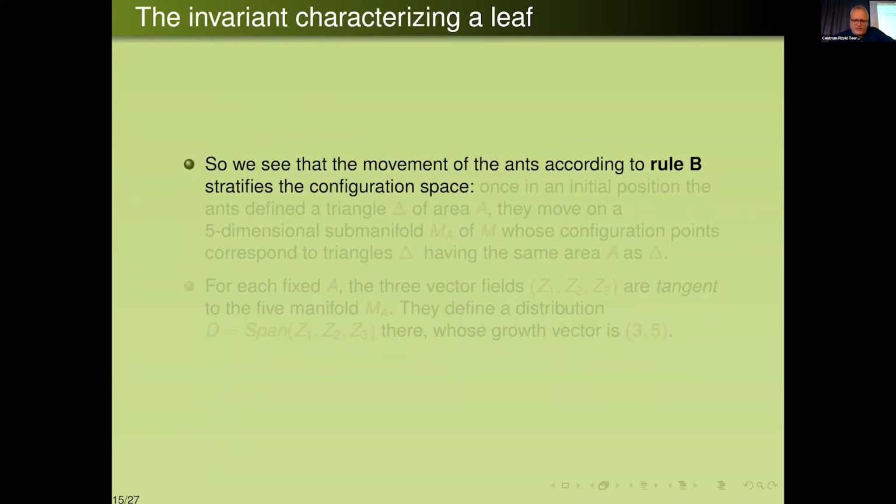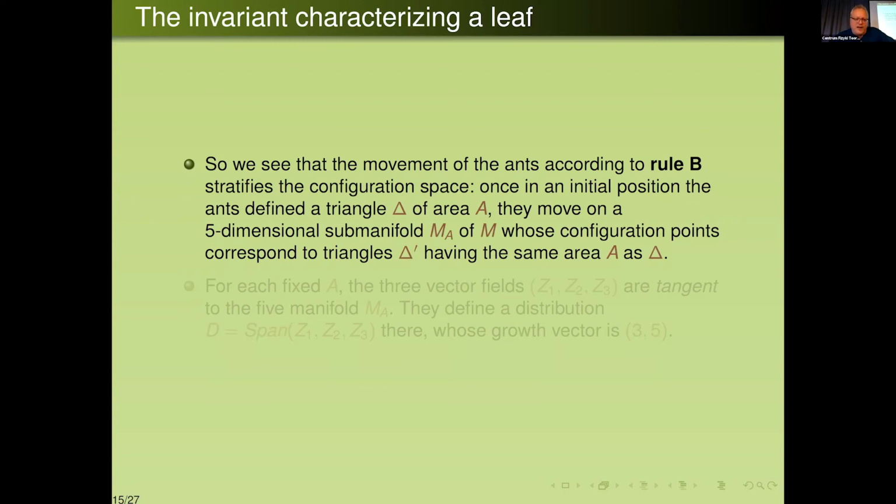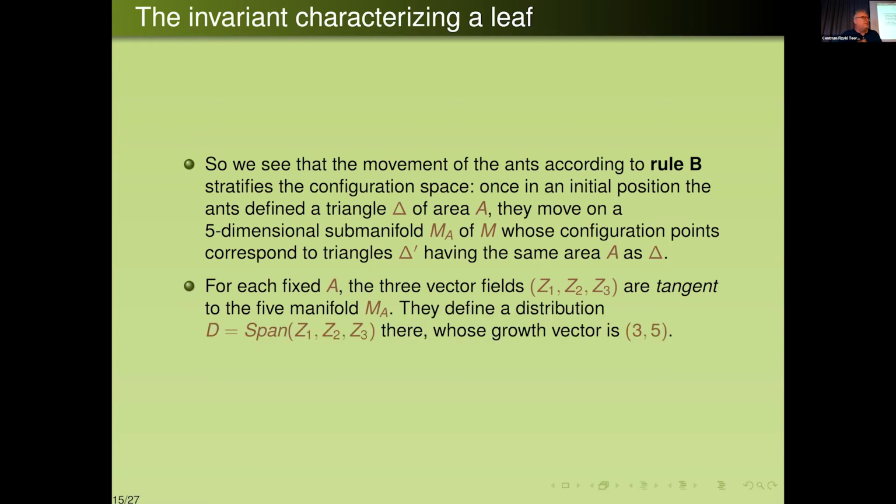So we see that the movement of the ants according to rule B stratifies the configuration space. Once in an initial position, the ants define a triangle delta of area A. They move on a 5-dimensional submanifold M_A of M, whose configuration points correspond to triangles delta prime having the same area. For each fixed A, the three vectors are tangent to the 5-manifold M_A. So this Z1, Z2, Z3 distribution is always tangent to a submanifold corresponding to some area of the triangle. So what we have now, if we forget about other leaves, we reduce to 5 dimensions, and now we have a 3-5 distribution. So these ants define a 3-5 distribution, and we can just restrict to the configuration space of ants confined to one of these leaves, right?